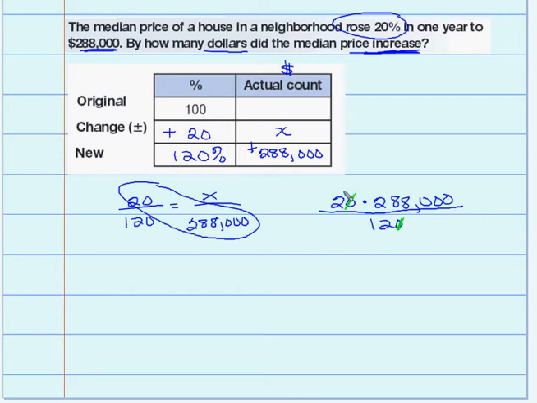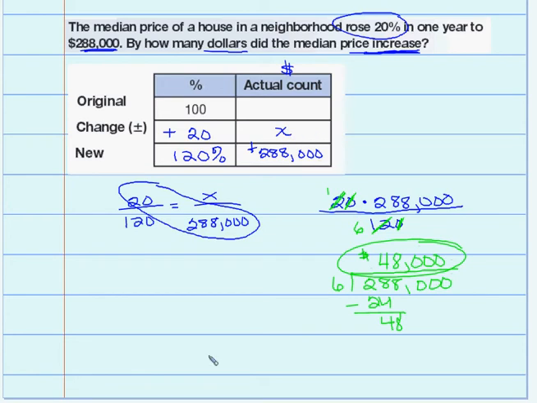Okay, and I can divide this by 2 and get 6 and 1. So in essence, I divided both by 20 and got 1/6. So now let's divide 6 into 288,000 and see what we end up with. 6 will go into 28 4 times. 24, 48, 8, and then a whole bunch of zeros. So the increase is $48,000.